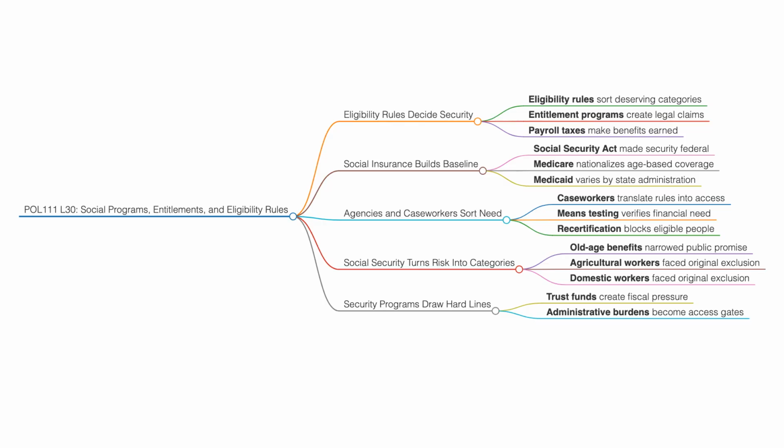This lecture distills a decade of my written notes taken from American Government Roots and Reform, American Government by Lenz and Holman, and our course-assigned OpenStax American Government textbook. This lecture focuses on social programs, entitlements, and eligibility rules.